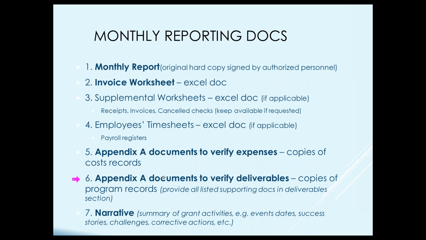Appendix A, documents to verify your deliverables. That would be copies of your program records, and those would be supporting documentation such as sign-in sheets, reports, third-party verifications of the deliverable costs. And finally, a narrative. The narrative would be on your organization's letterhead, a description of the activities that went on during the grant, during that monthly period. We do not have a standard format for the monthly report, so it would be just a write-up describing your monthly activities during that month.